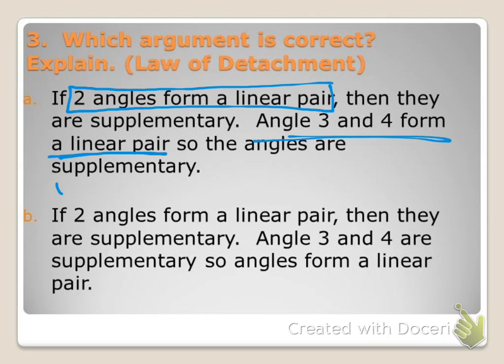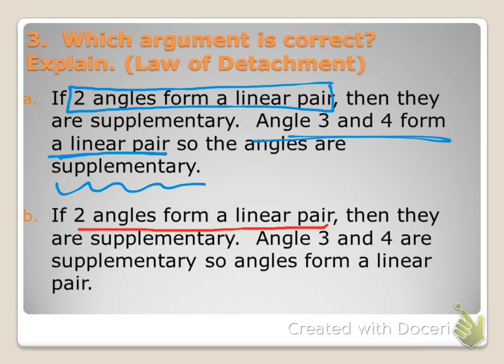And we concluded that those angles are supplementary. Alright, so that one seems legit. Let's read the second one and see if it works out as nicely. If not, then I know my answer is A. If 2 angles form a linear pair, so we still have that part, we need to know they're a linear pair first, then we can conclude that they're supplementary.